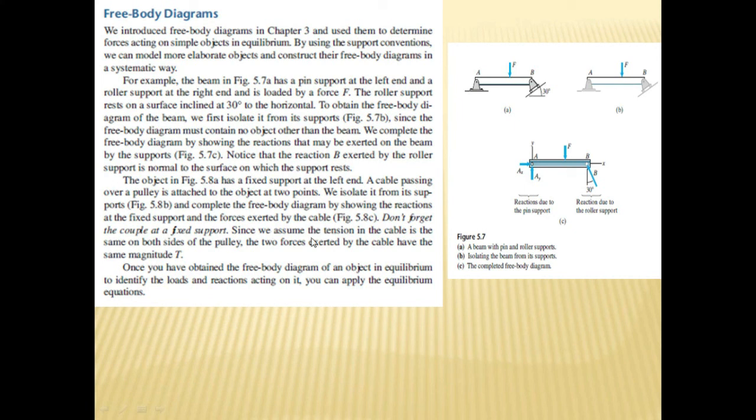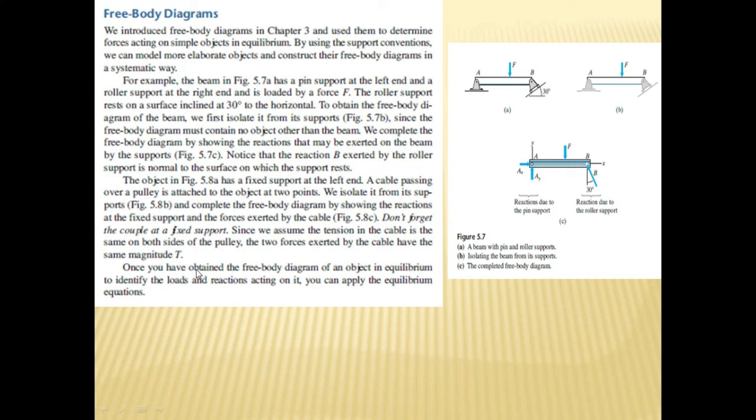We know why there is a couple: because the fixed support will have two force components and one couple moment. We assume the tension in the cable is the same on both sides of the pulley. This is an example; it can be different also, but for our numericals to be easy, we will always assume the tension in the cable is the same on both sides of the pulley. So the two forces exerted by the cable have the same magnitude T.